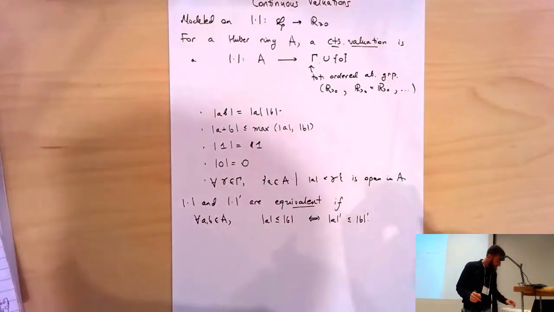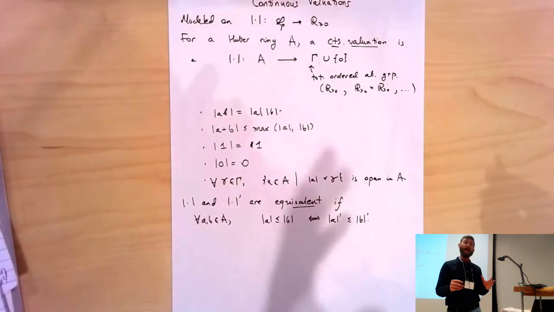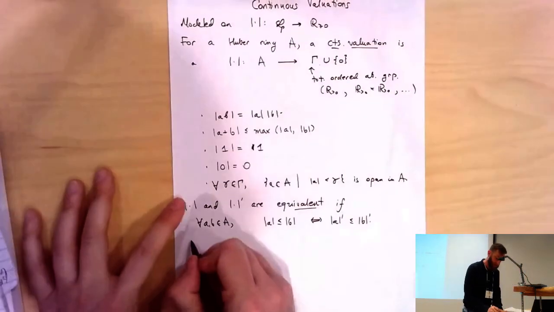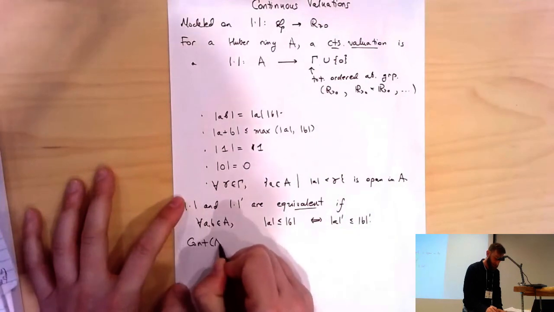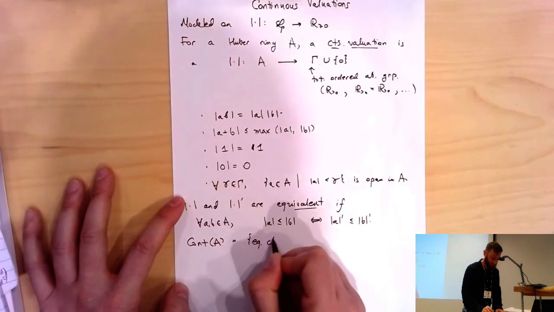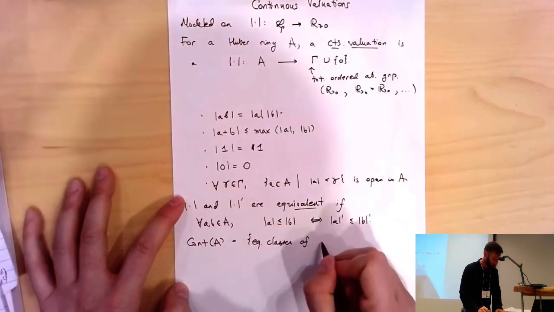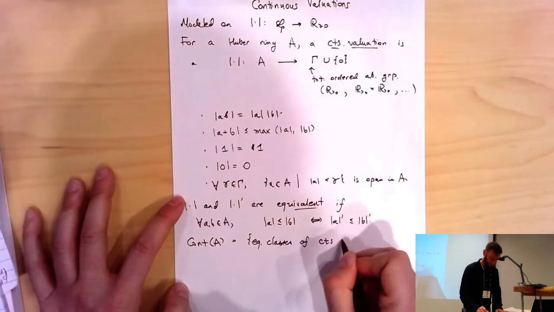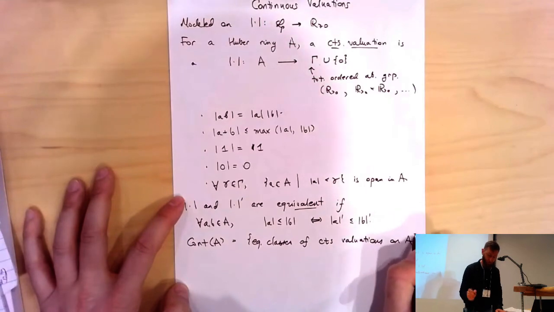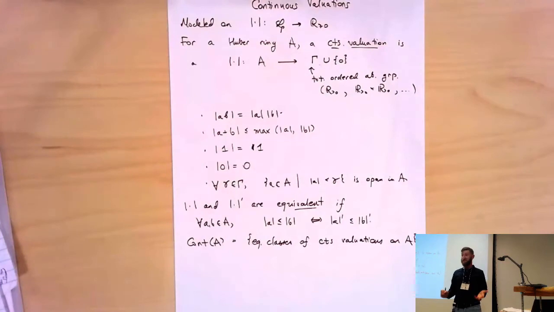Okay. All right, well, we're ready to talk about what topological space is attached to a Huber ring A, and it's going to work like this. I'm going to define Cont(A) to be the set of equivalence classes of continuous valuations on A. Great. And that's a set, of course.